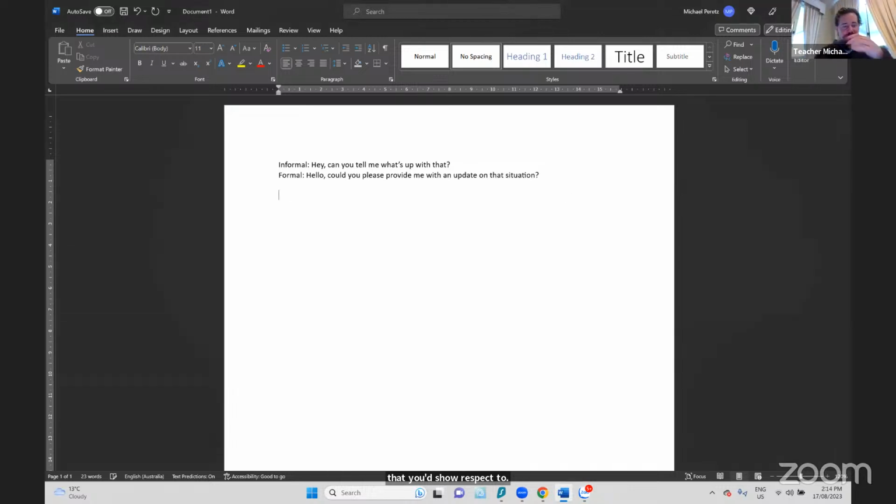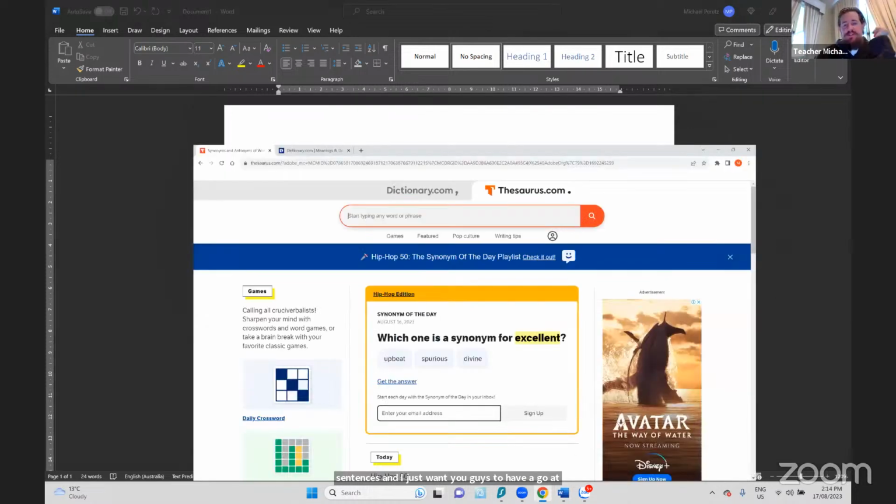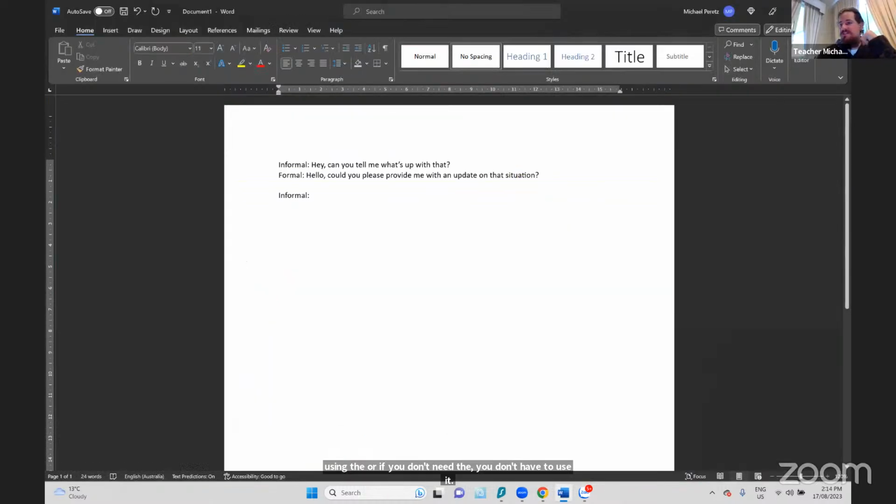So what I'm going to do is I will post a list of informal sentences, and I just want you guys to have a go at using the thesaurus, or if you don't need the thesaurus, you don't have to use it. But I want you guys to formalize this list of sentences. And then hopefully once we've had some practice at this, you can take this technique forward and use it on your speeches for the debate next Tuesday.